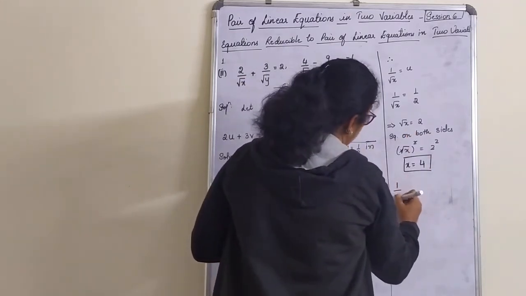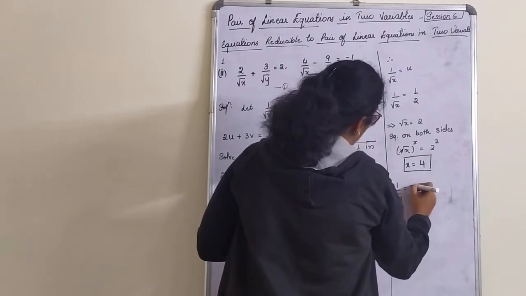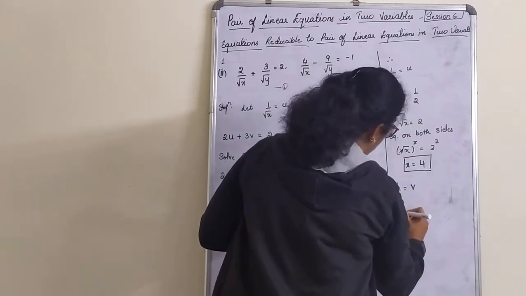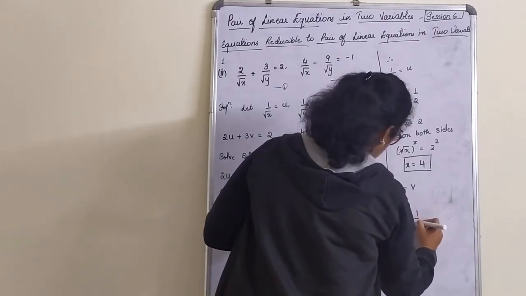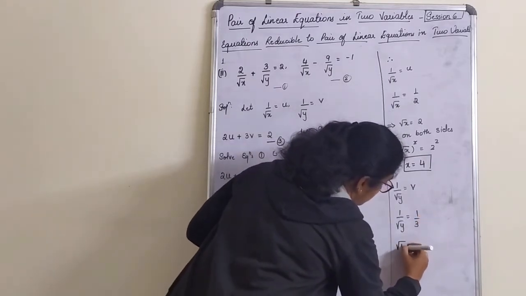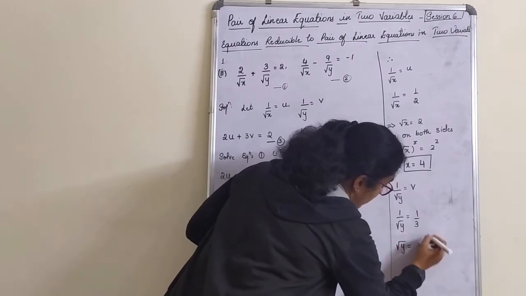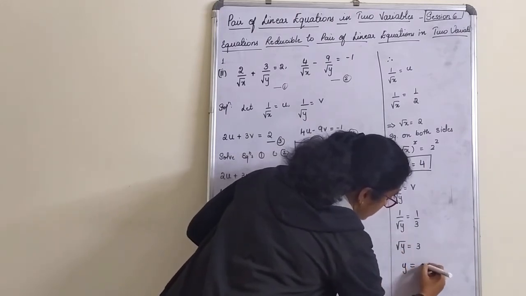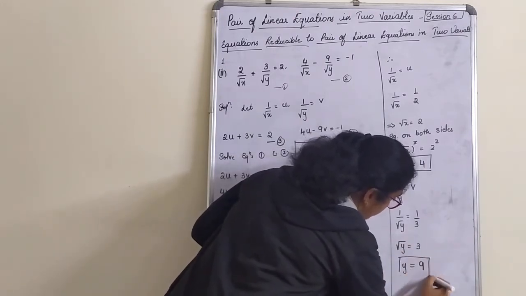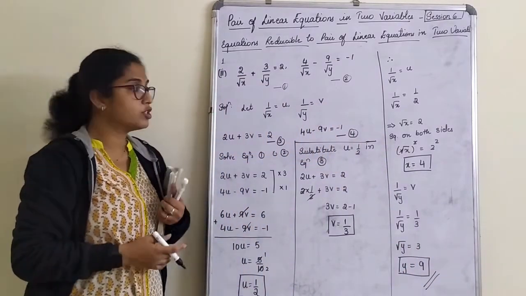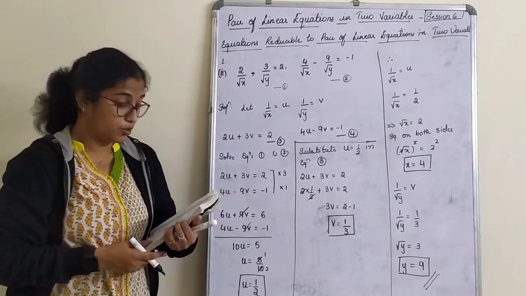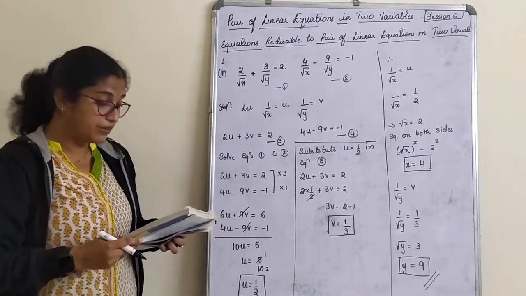Similarly, 1 by root y is equal to v. So 1 by root y is equal to 1 by 3. Root y is equal to 3. I will just write now y is equal to 9. Systematically, if you go on solving, you will get it. This is the way you have to solve. So I am marking this third one for homework.